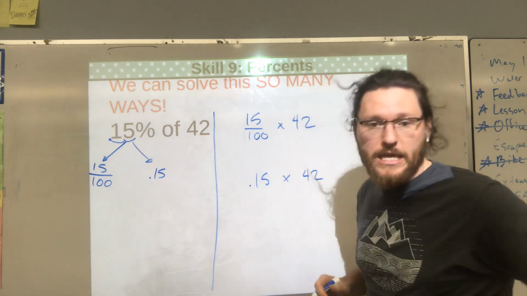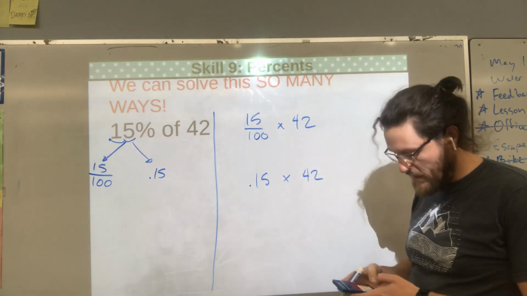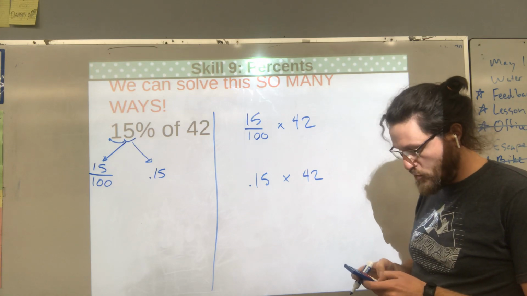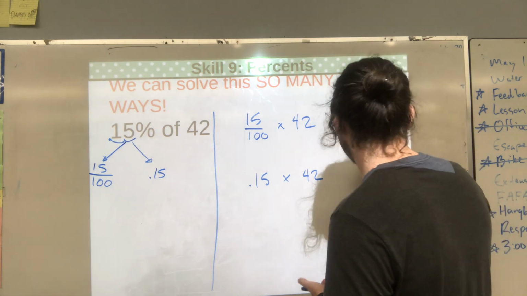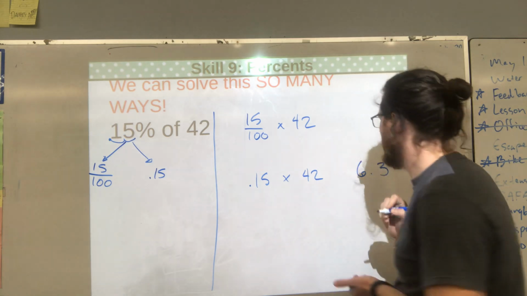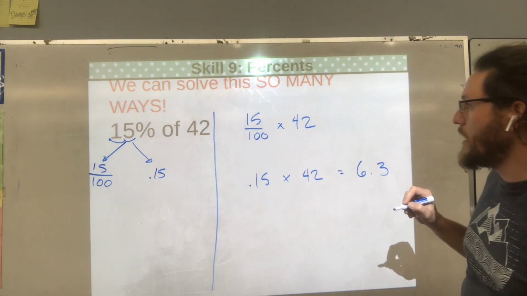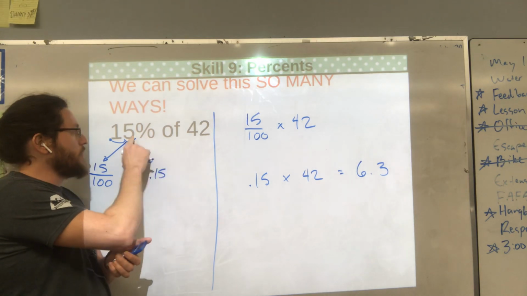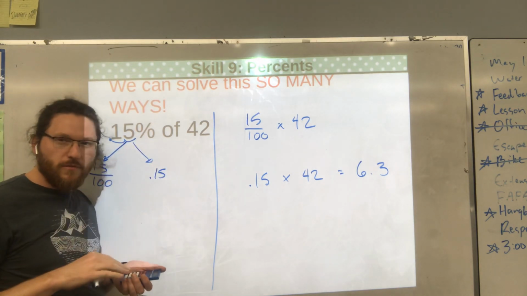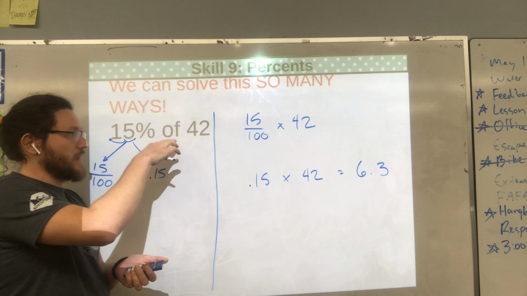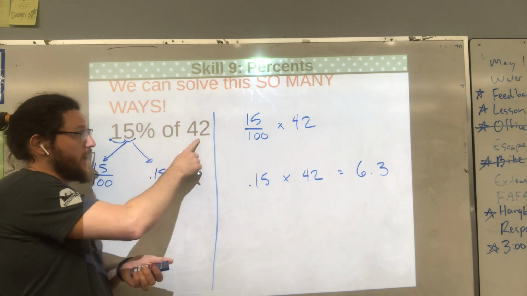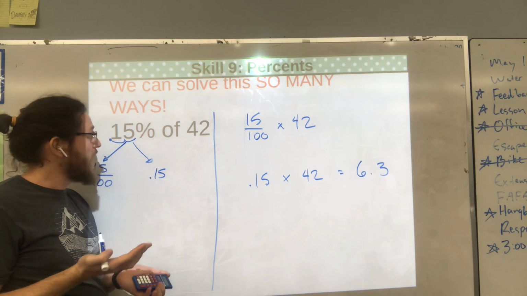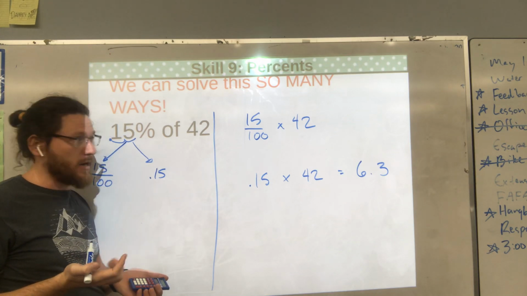Let me grab my calculator again. If I do 0.15 times 42, I get 6.3, okay? Real quick, let's double check and make sure that that makes sense. 15% is less than 50%. It's less than 25%. So we would expect a number to be less than 10 here, okay? So this number does make sense as our answer.